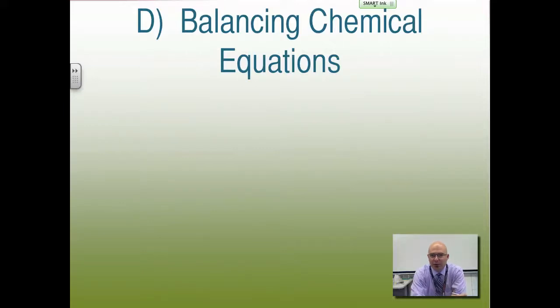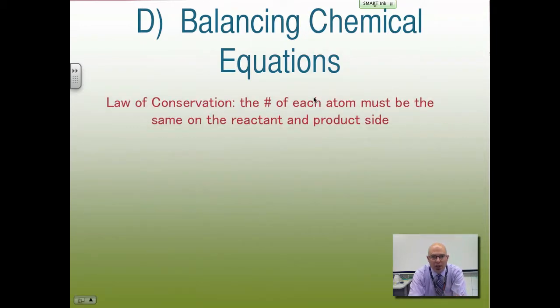All right, so now we move on to balancing chemical equations. We hopefully know how to write them, and obviously there's lots of practice to that, and I'm going to have some practice at the end of this unit and give you some extra steps in terms of reviewing that. But the reason we balance chemical equations is because of the law of conservation. The law of conservation says that the number of each atom must be the same on the reactant and the product side. That's not what the law is.